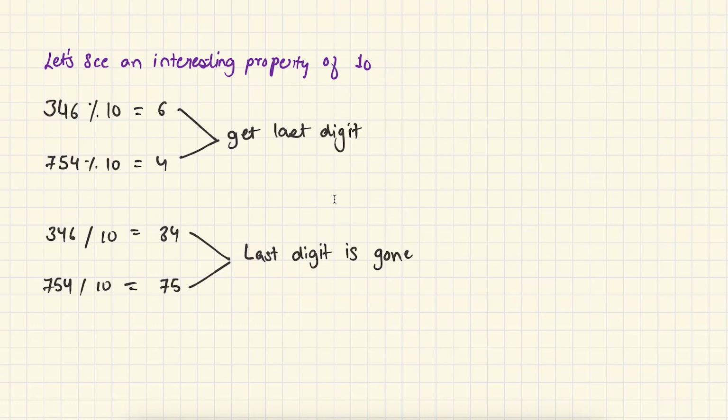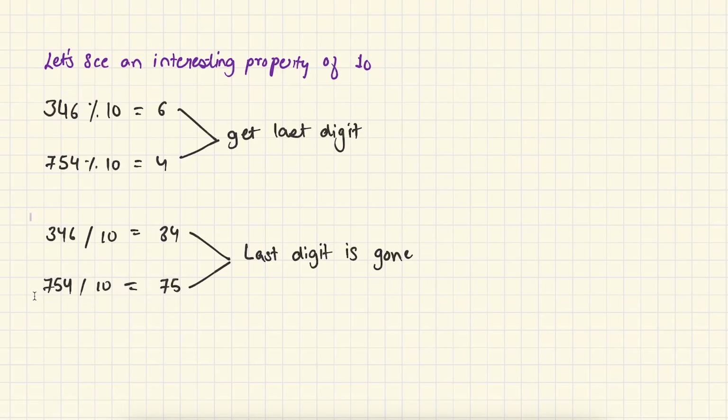Before we move on to the solution, let's see an interesting property of 10. When we divide any number by 10, we get a number in which the number of digits is 1 less than the original number. Let's see here. We are dividing 346 by 10 and we are getting 34 only. It means the last digit is gone. And if we divide 754 by 10, we get 75. It means the last digit, that is 4, is gone.